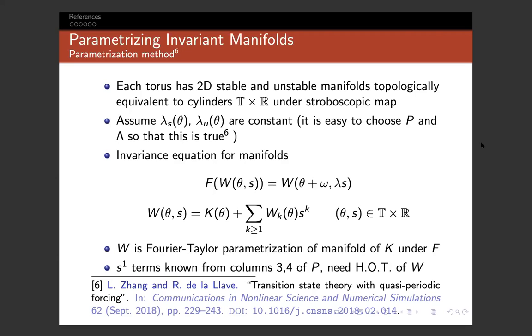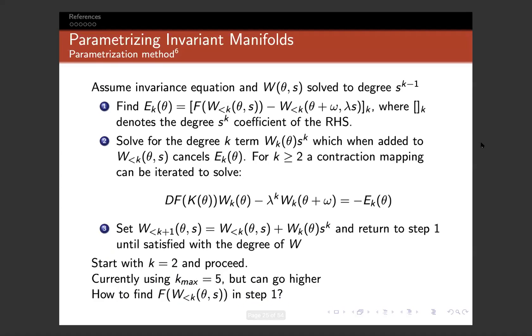So the thing is, the W sub 1, the s to the 1 terms of this parametrization, are already known, because columns 3 and 4 are the stable and unstable directions at each torus point. So now we need to find the k equals 2, s squared, and higher order terms of this parametrization. So we want to find W sub k for k greater than or equal to 2.